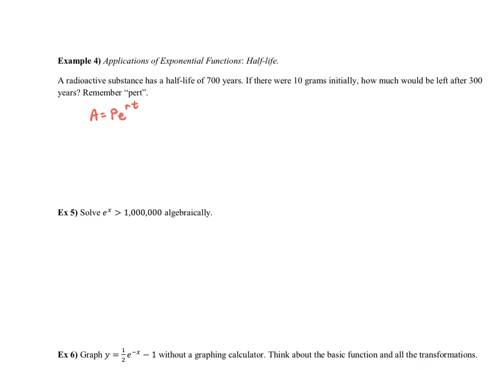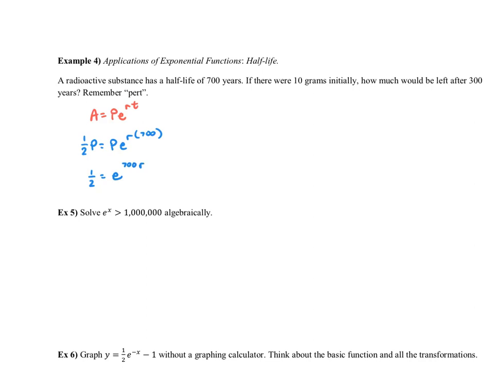We're going to talk about half-life. So the way we're going to use this is we're going to say that the amount is going to be half of the starting amount, and that occurs after 700 years. So what we're going to first find is what rate we're dealing with in this particular case. Now we can cancel a P on both sides, so it doesn't matter what the starting amount is. And then we have e to the power of 700 times r.